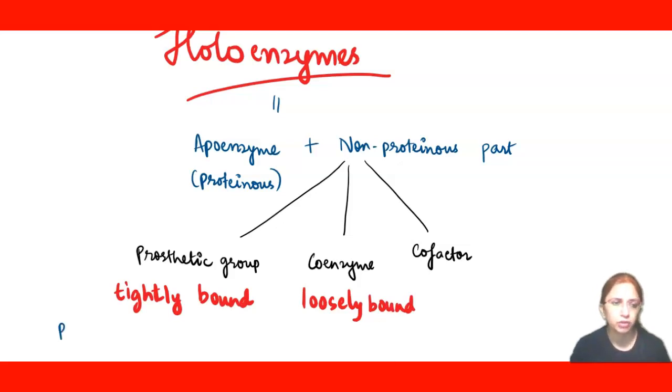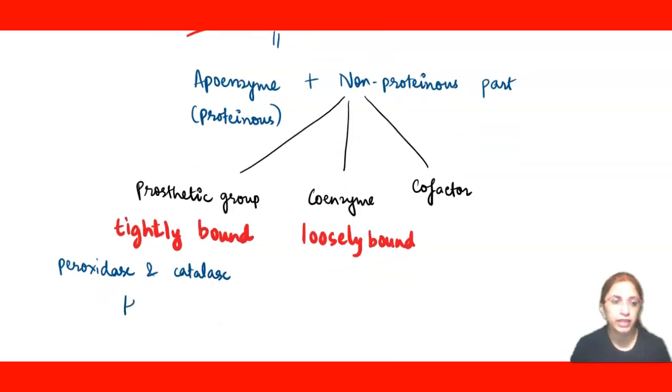Let's take an example of peroxidase and catalase enzyme. They have heme as the prosthetic group. So peroxidase and catalase enzymes, these are functional. Peroxidase and catalase, they fall in the category of holoenzyme because besides containing the proteinous part, they have non-protein part as well, which is heme. And heme falls in the category of prosthetic group because it is very tightly bound to the apoenzyme.